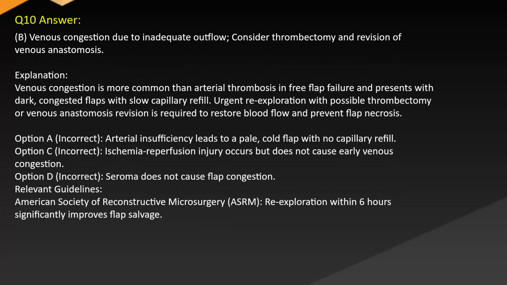Answer: B. Venous congestion due to inadequate outflow. Consider thrombectomy and revision of venous anastomosis. Explanation: venous congestion is more common than arterial thrombosis in free flap failure and presents with dark, congested flaps with slow capillary refill. Urgent re-exploration with possible thrombectomy or venous anastomosis revision is required to restore blood flow and prevent flap necrosis. Option A was incorrect.